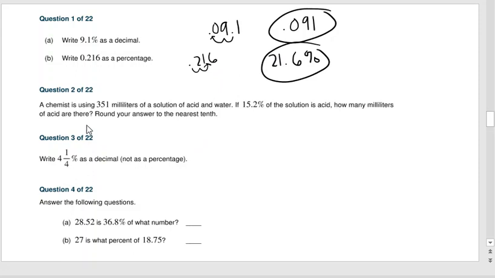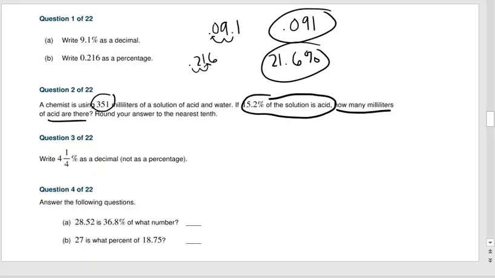Okay, the next question says, a chemist is using 351 milliliters of a solution of acid in water. If 15.2% of the solution is acid, how many milliliters are there? Round your answer to the nearest tenth. Okay, now as we go back here, our question is how many milliliters of acid are there? A chemist is using 351 milliliters of a solution of acid in water, and 15.2% of the solution is acid.